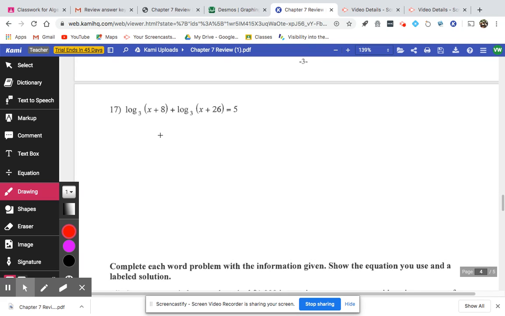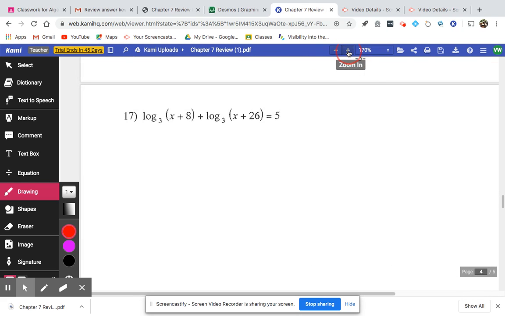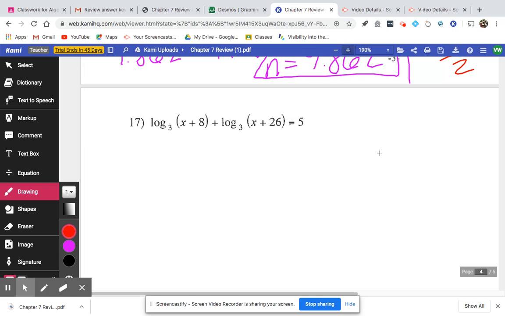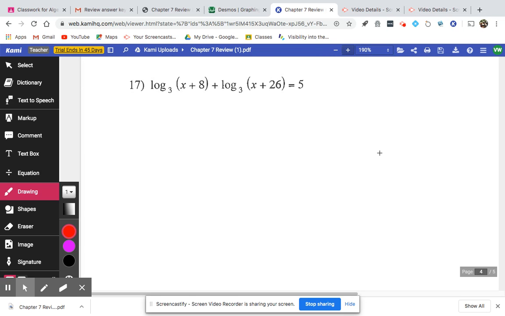A little bit more. A little bit more. Keep going. Perfect. That way I've got a little bit more space to write on.